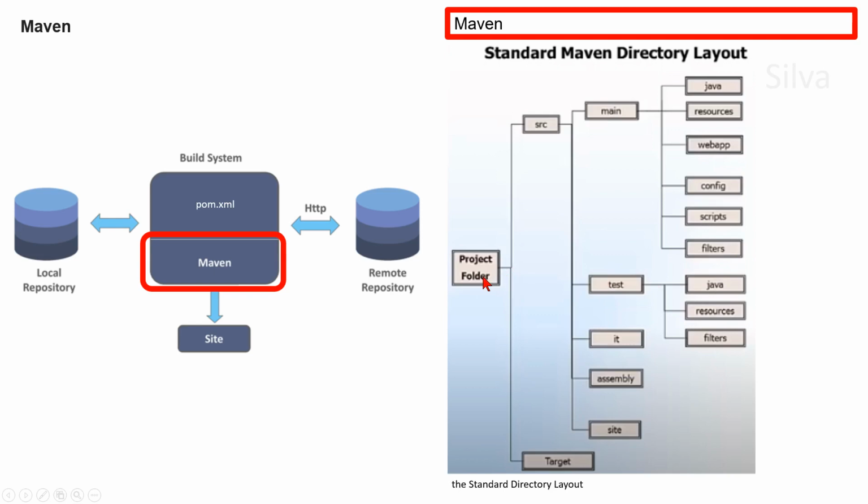Here you can see a directory layout: project folder, then source and target. Under source there are main, test, IT, and assembly and site. Under main there are Java resources, a web app config, script, and filters here in this diagram. Under test, Java resources and filters here.